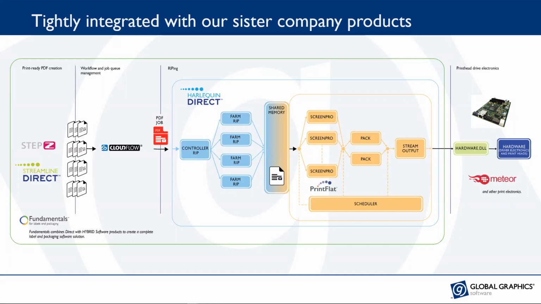On the left, we have technologies from hybrid software that are combined with Direct to form fundamentals for label and packaging. If an OEM is building a label and packaging press, then they can add workflow support in front of Direct with Cloudflow Direct for connecting into variable data sources and assembling print-ready PDFs designed to work perfectly with Harlequin Direct. They can use Steps, an award-winning composition tool. This gives an OEM delivering label and packaging solutions the full solution.